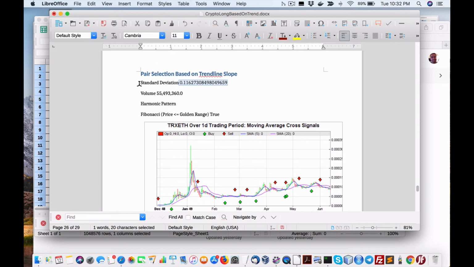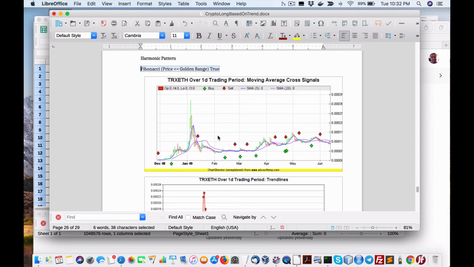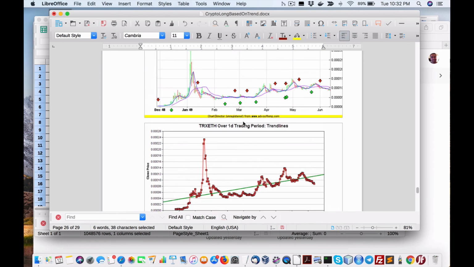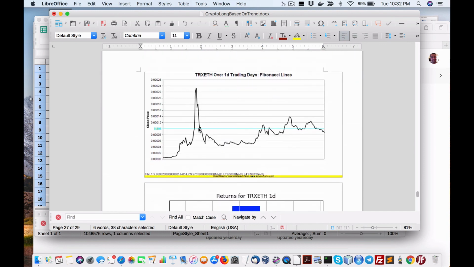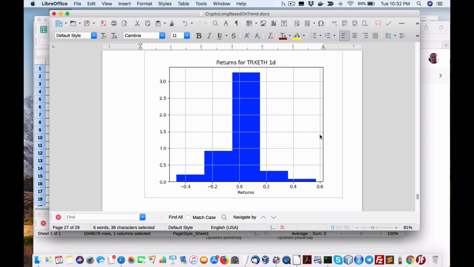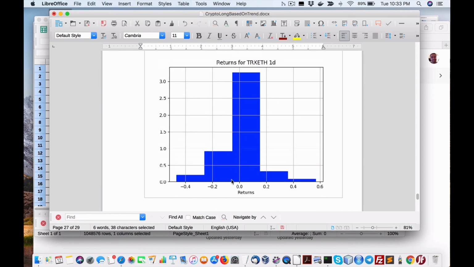We have another, TRX Ethereum, above the group volatility. Volume's pretty good. Fibonacci's within range, so it's not a bad trend. It is within our Fibonacci levels, and this one's a little tough to say. I'd say it's slightly more negative. Now again, you can always check these in the spreadsheet.